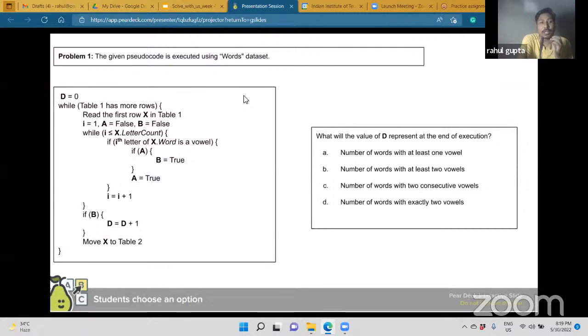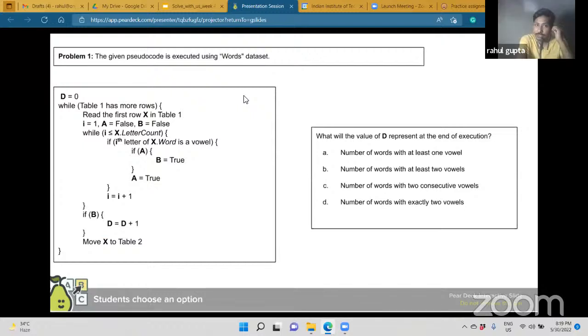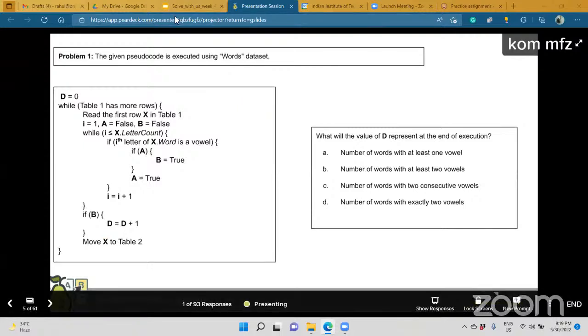I'll give 4 to 5 minutes for this question. Whoever was talking about vowels, the consecutive vowel thing, we will see here. Jitendra, right? Yes, sir. Here we will discuss your question.